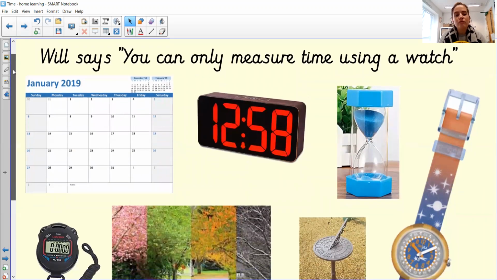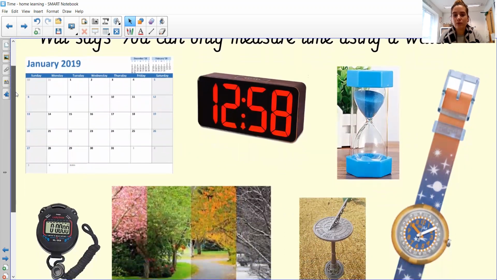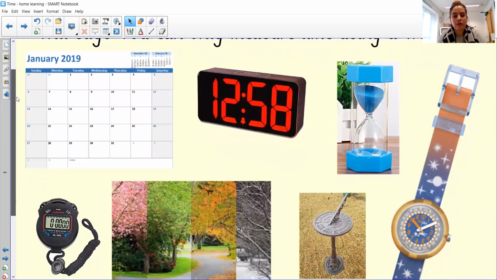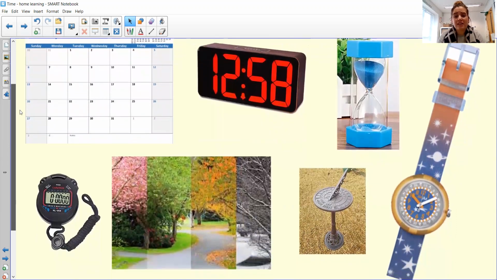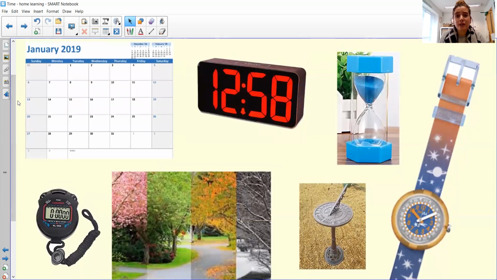No, I think Will is wrong. There are lots of different ways you can measure time. So yes, we use a clock or a watch for the hours and the minutes and the seconds throughout the day, but there are lots of other things that we can use to measure time. There are a few examples here which you can pause through and talk through with your grown-ups. We've got seasons, the months of the year and the days of the week. That's a way of measuring time.